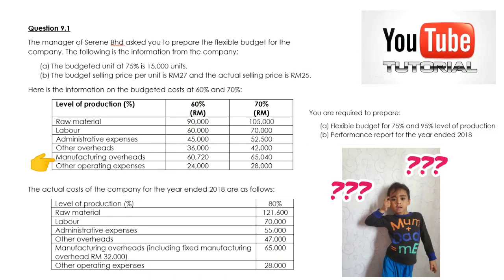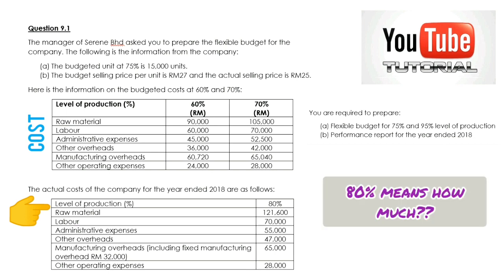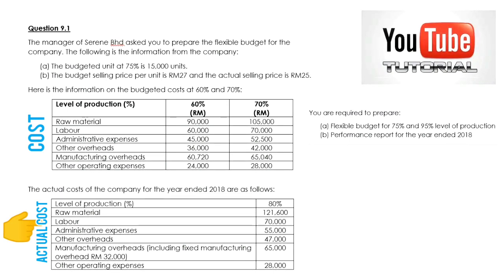Raw material, labor, admin expenses, other overhead, manufacturing overhead, other operating expenses, all of these are costs. The actual costs of the company for the year ended 2015 are as follows. The actual is at 80% level of production. 80% is at which level actually? The same costs apply here, and these are the actual costs.